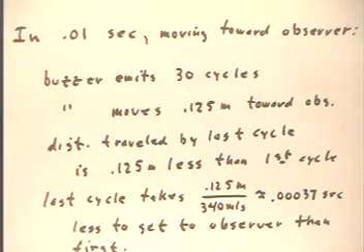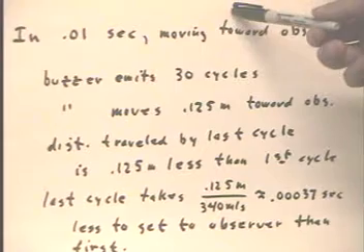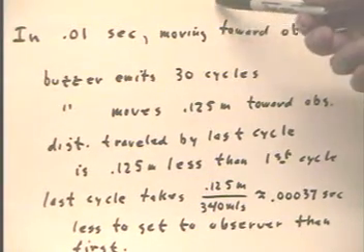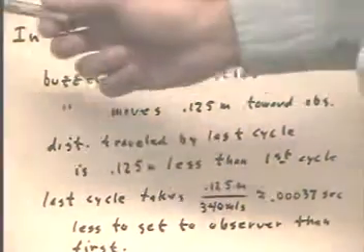Now let's think about what happens. The buzzer is coming around the circle. Now it's here. In the next hundredth of a second it moves 0.125 meters, maybe to here, from here to here. Now the observer's over here.